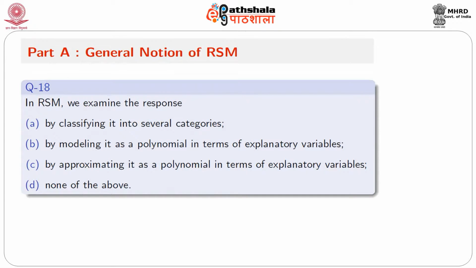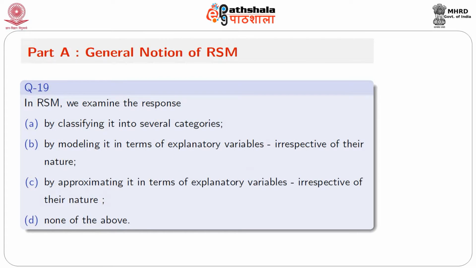Here in RSM we examine the response by classifying it into several categories, or by modeling it as a polynomial in terms of explanatory variables, or by approximating it as a polynomial in terms of explanatory variables, or none of the above. We don't know the exact nature of the response. All we are doing is trying to model it, or trying to approximate it. They both mean more or less the same thing. Therefore, we are trying to approximate the response as a polynomial in terms of explanatory variables. So, B or C, those are the closest answers. Next.